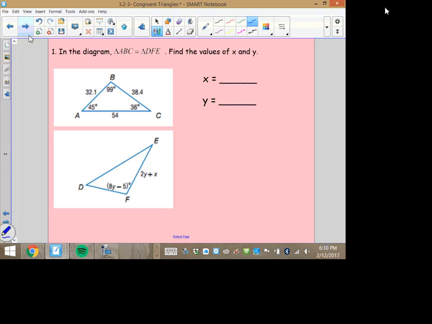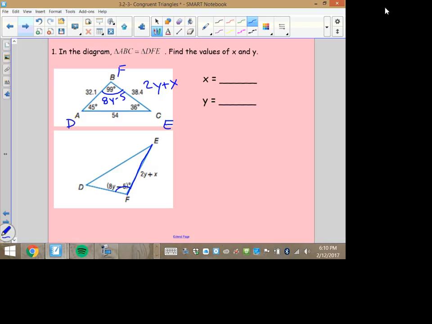So here we go. In the diagram, triangle ABC is congruent to triangle DFE. So find the values of x and y. So ABC, I'm going to match up with DFE. So I'm going to actually write DFE here because our D and our A match up because they're both first. And then our B and our F, and then our C and our E. And so then I'm going to label, we see that EF is actually 2y plus x. So I'm going to put that up here. And that angle F here is 8y minus 5. So I'm going to put that here, 8y minus 5.